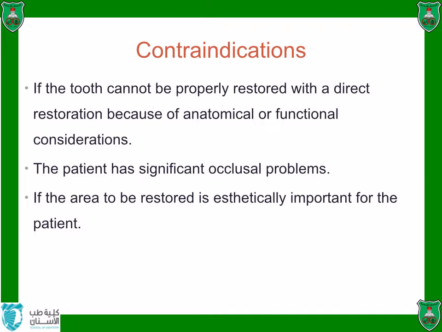Now we have some contraindications for using amalgam for severely carious teeth. If the tooth can't be properly restored with a direct restoration because of anatomical or functional considerations. So if the tooth is non-restorable with direct restoration, you can't use amalgam. Also if the patient has significant occlusal problems, that means it's difficult to use direct restoration, which mandates placing indirect restoration. And if the area to be restored is aesthetically important, for example, the anterior area, you can't use amalgam.